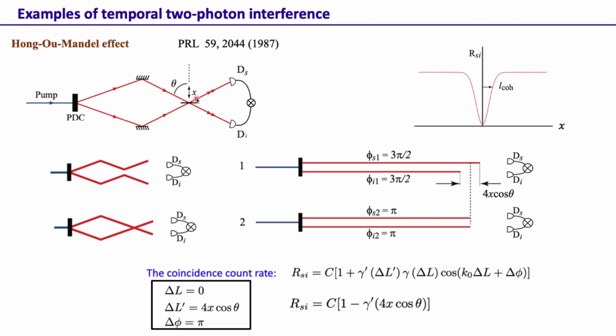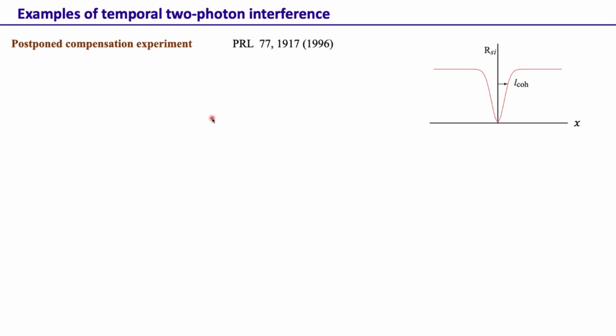But then there was an initial interpretation when this experiment was done. Since we see a 0 in the coincidence, this means that at this location the two photons that arrive together actually get bunched and they either go this way or that way. So there was a kind of challenge to this bunching interpretation. And then there was another experiment done after almost 9 years, called the postponed compensation experiment.